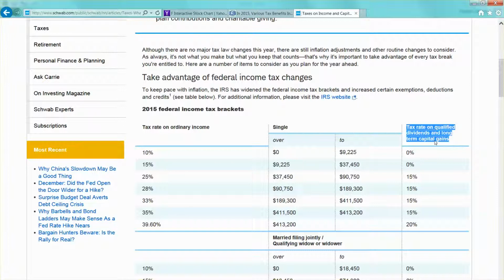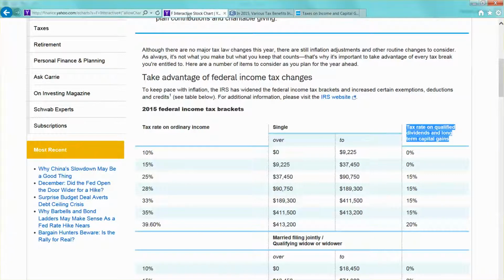But let's say I own a stock and I sell it after I've only owned it for 3 months and it's in a taxable account. I don't benefit from these lower tax rates. I have to pay the higher tax rates on the gain. So short term capital gains get taxed as ordinary income and they fall in the leftmost brackets.